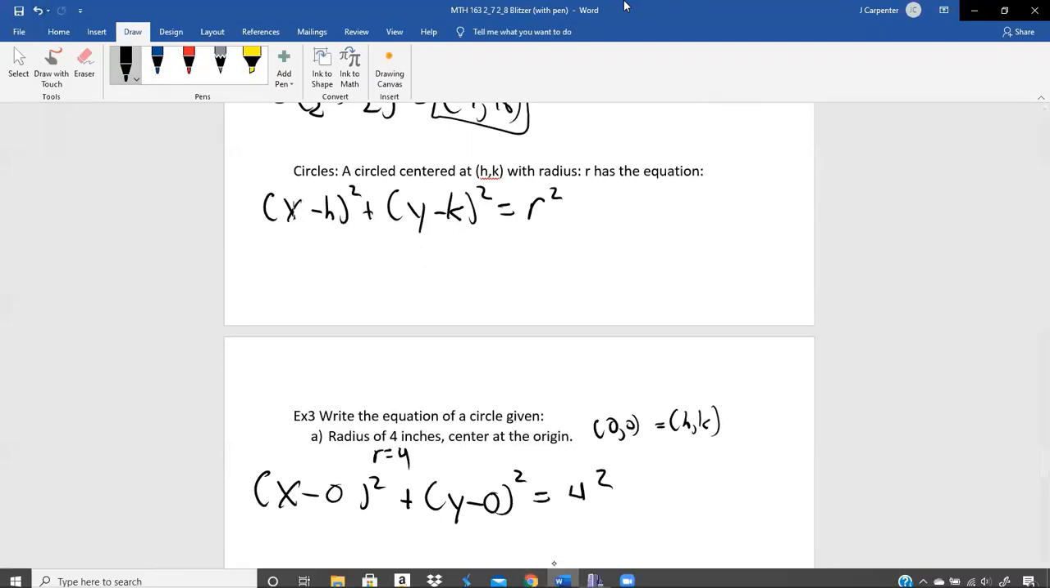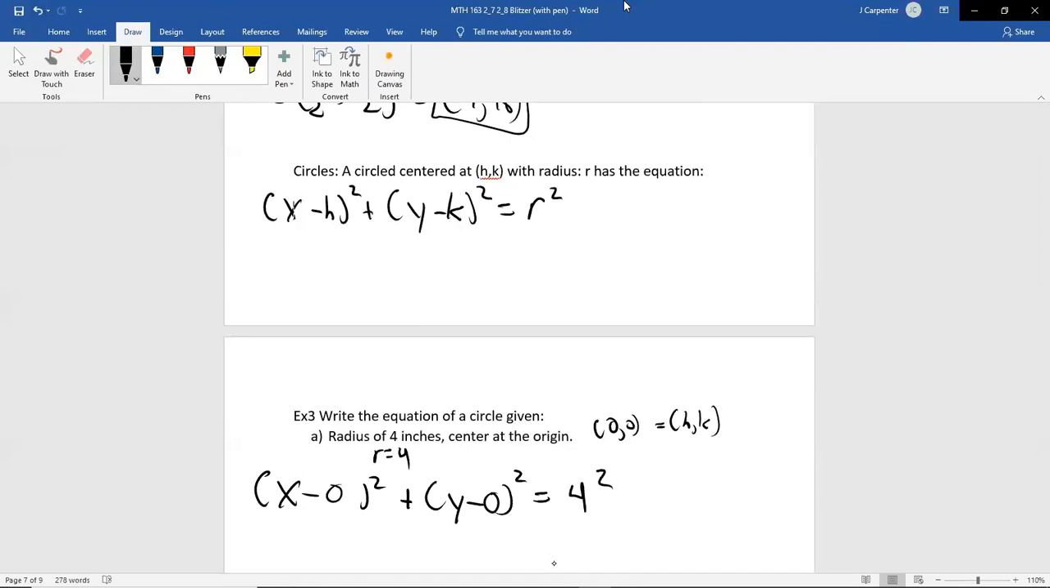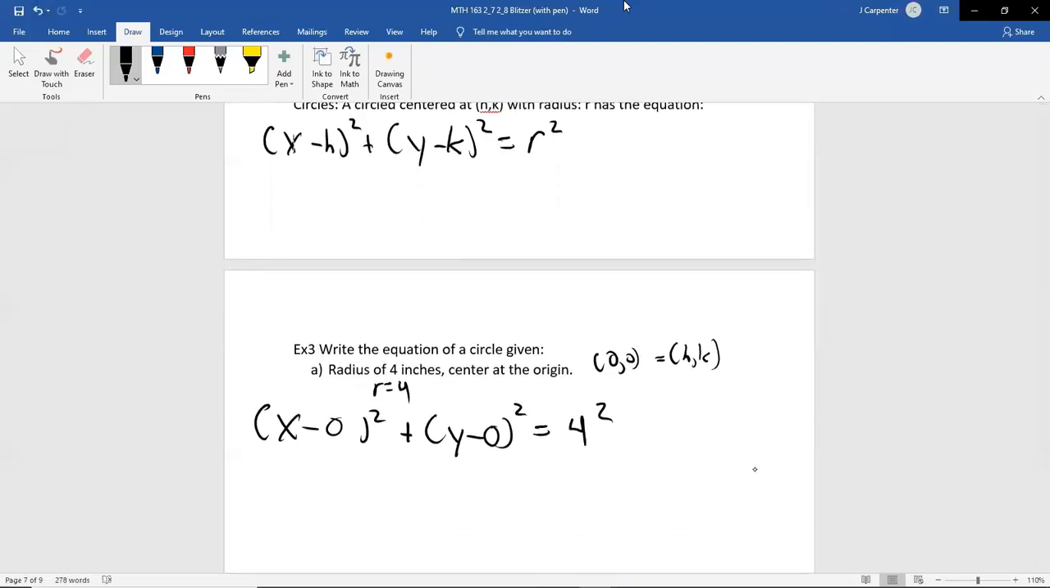It was 4. The right side is not just 4, it's 4 squared, which you do need to simplify. Well, anything minus 0 is itself, so that's just x squared, plus same thing, so that's just y squared, equals 4 squared, which is 16. That is the equation of a circle with a radius of 4.